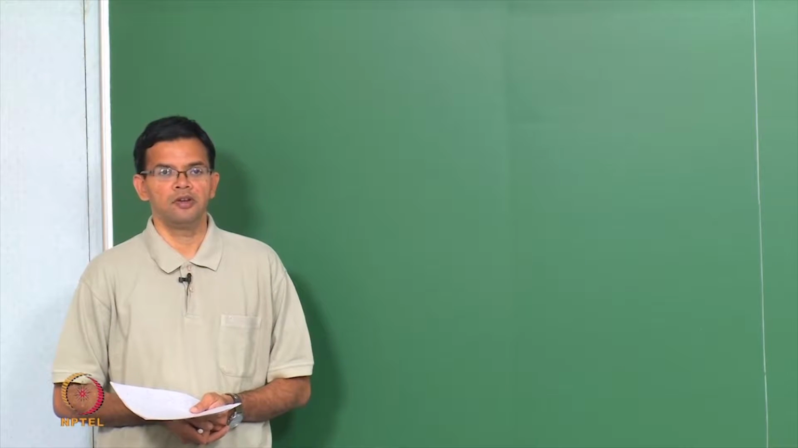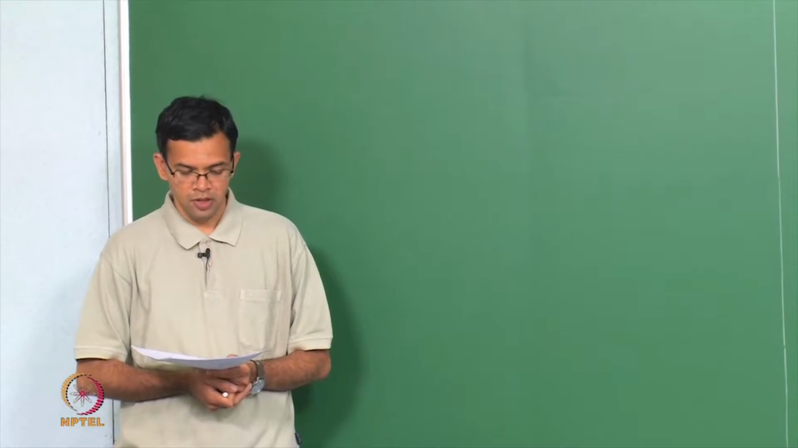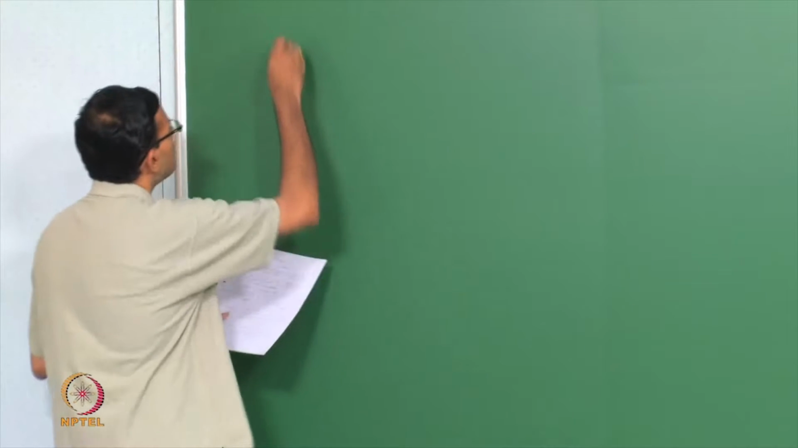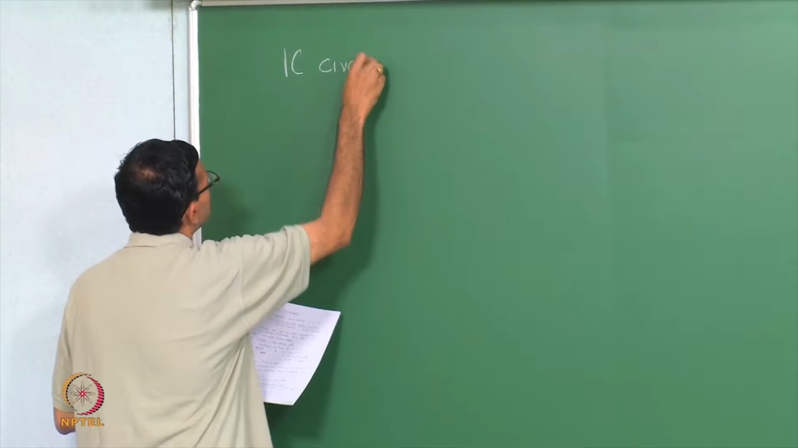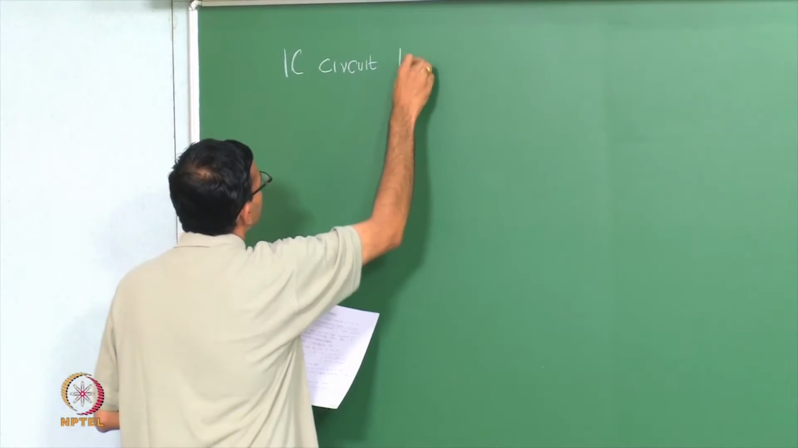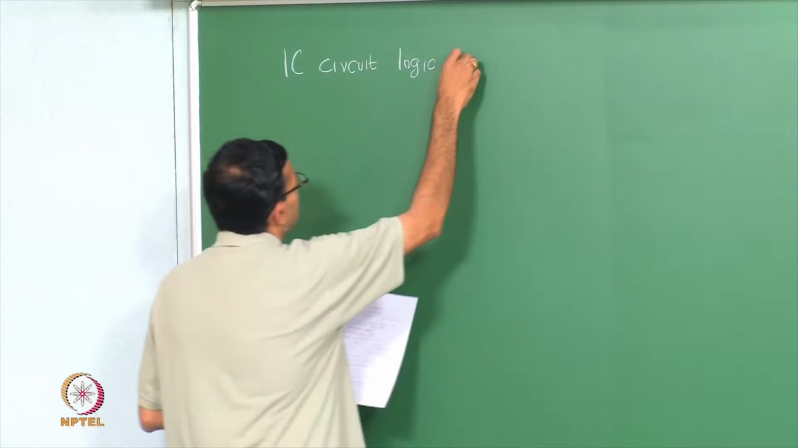Last class we looked at the various elements in the IC circuit. So, today we are going to look at how these elements come together to form your typical integrated circuit. So, we are going to look at IC circuit logic, and we are also going to look at packaging.